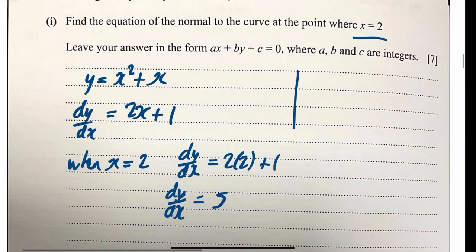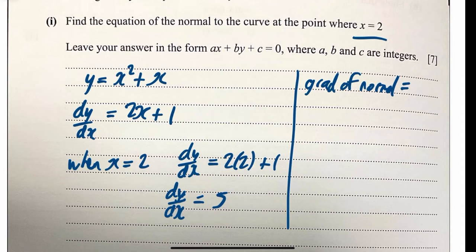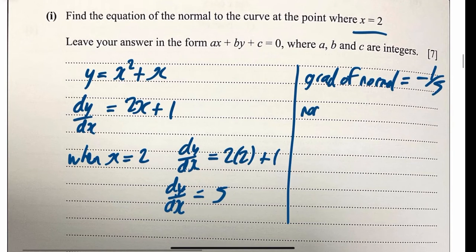So I'll just do this up here. So we'll just say the gradient then of the normal. So that gives you your gradient function, gives you your gradient of your tangent. Your gradient of your normal is a negative reciprocal. So it's going to be minus 1/5. So my normal so far is y is equal to minus 1/5 x plus c.